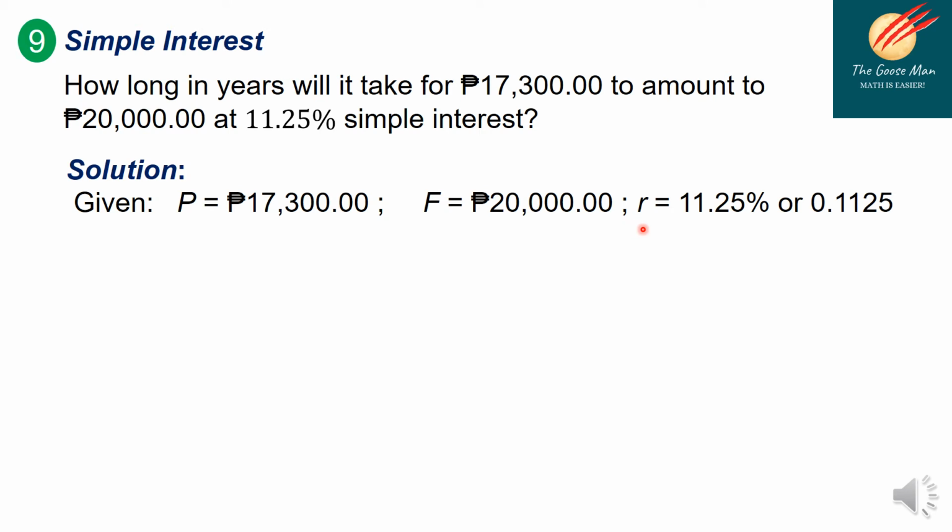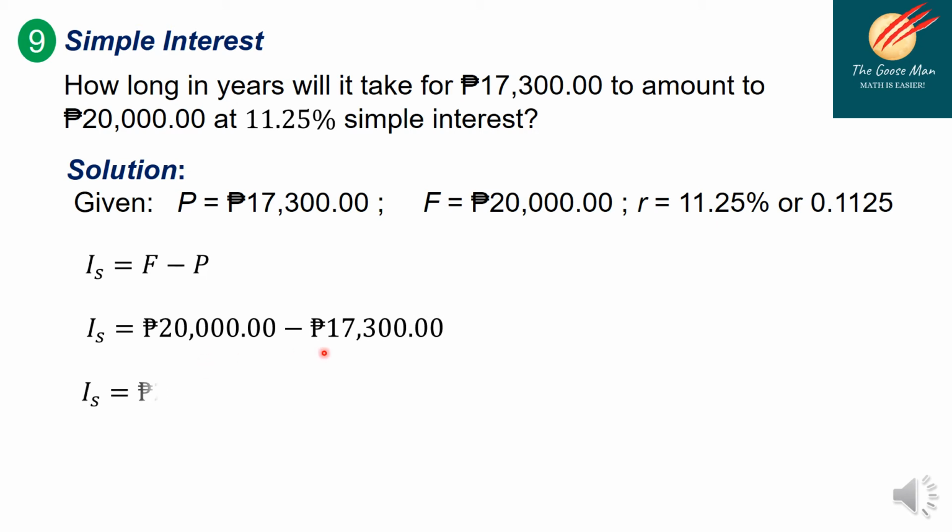equal to 11.25%. So we will have here the interest is equal to the difference of the future value and the present value. So 20,000 minus 17,300. So the interest is equal to 2,700 pesos. Next, we will look for the time.